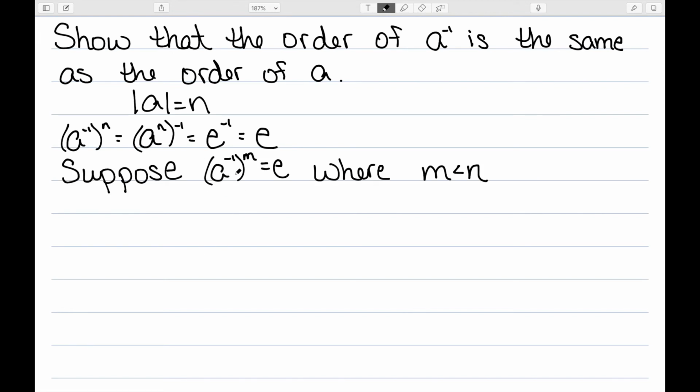Let's suppose A inverse to the m power is equal to the identity, where m is less than n. Well, this is the same thing as A to the m inverse is equal to the identity. I can then take the inverse of both sides. The inverse of the inverse gets me back to A to the m is equal to E inverse. E inverse is just E, so now I have A to the m is equal to E, where m is smaller than n. So I get a contradiction here. So the order of A inverse must be the same as the order of A.